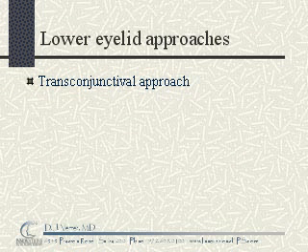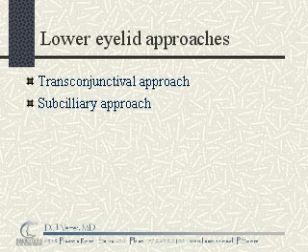The first, the transconjunctival approach, involves making an incision on the inside of the eyelid, which is not visible at the end of surgery. The subciliary approach involves making an incision just below the eyelash line, which, when healed, is barely perceptible. Through the subciliary approach, a skin muscle flap may be developed. This type of approach decreases the chance of pull down of the lower eyelid.